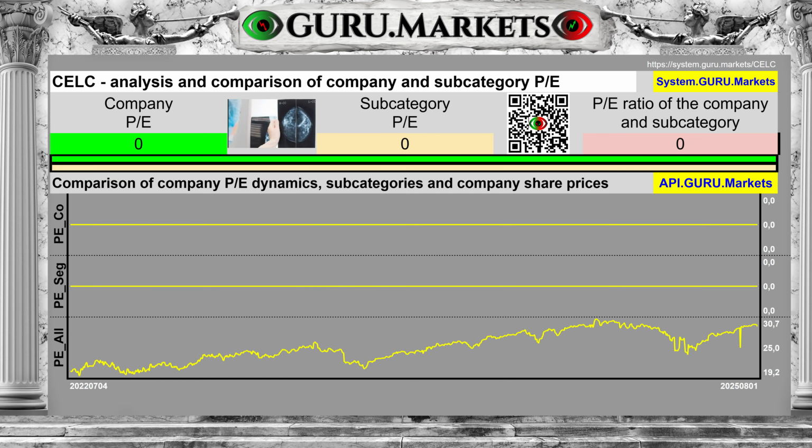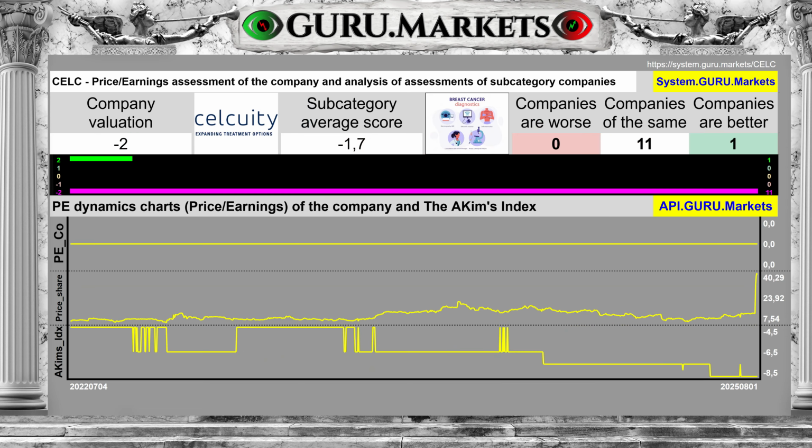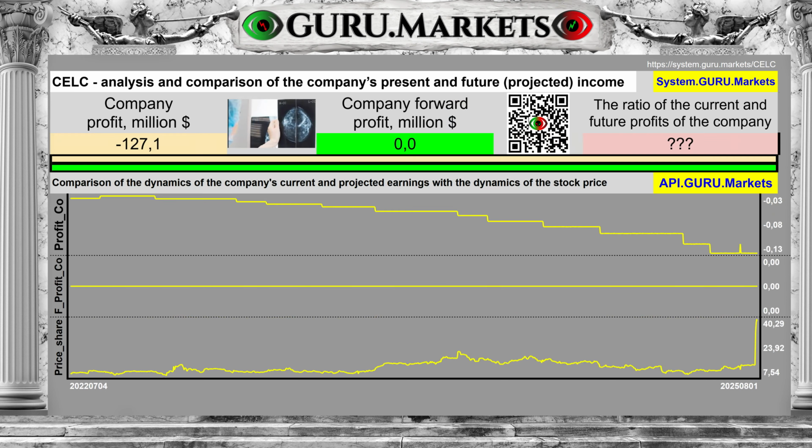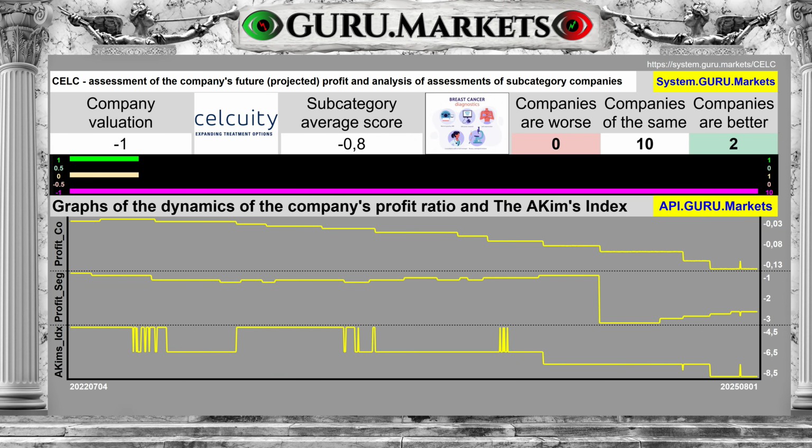The company's market price to profit ratio is 0. Average in subcategory 0. Evaluation of the company's market value to its profit indicators in comparison with organizations in the subcategory: very bad, minus 2 points. Profit for the last 12 months was minus $127 million. Forward earnings for the next 12 months are unknown. Assessment of the indicator of projected future profit in comparison with the subcategory: bad, minus 1 point.